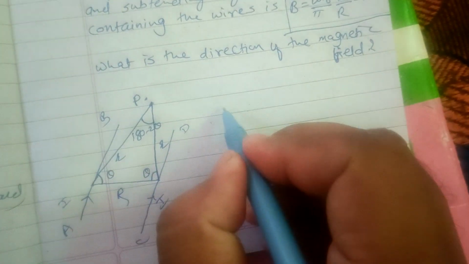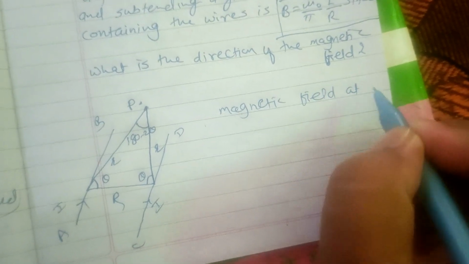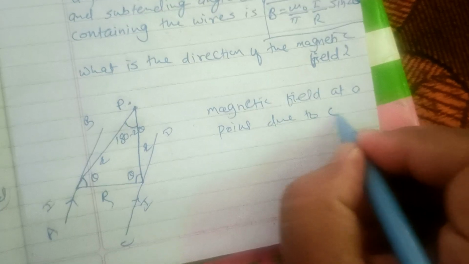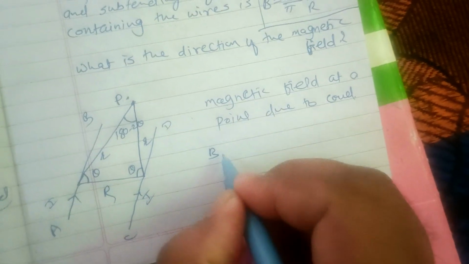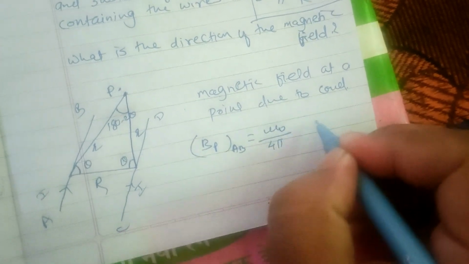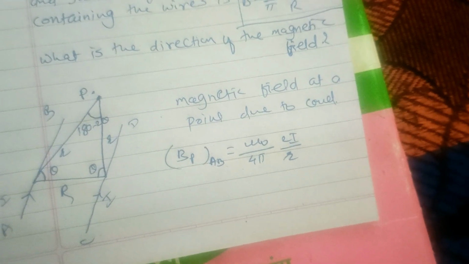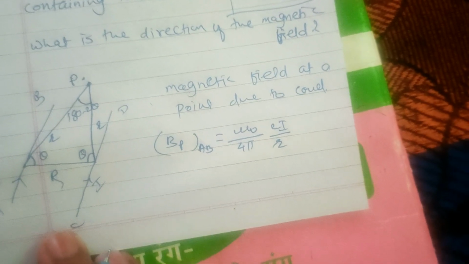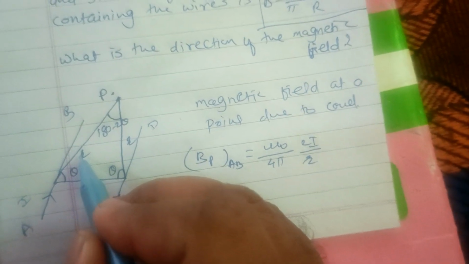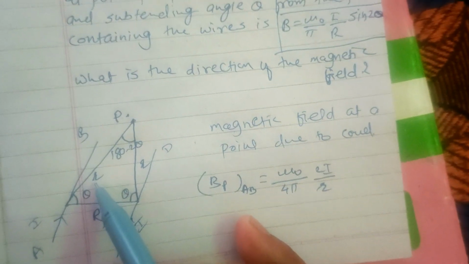You know that the magnetic field at a point due to a straight conductor, B at P due to wire AB, is equal to mu naught by 4 pi into 2I divided by small r. This is the formula. Actually mu naught by 2 pi I by r we can write like that, but we can multiply and divide by 2 here. Now we have to find this small r, but small r is not needed because in our answer capital R is there. So we have to replace this small r by capital R.